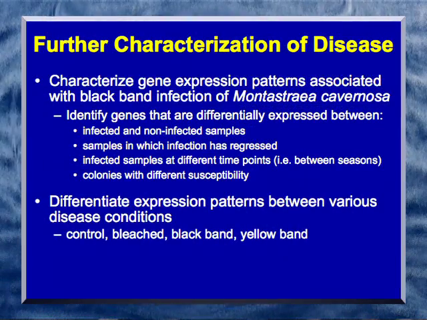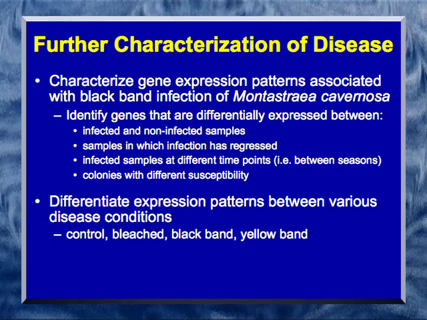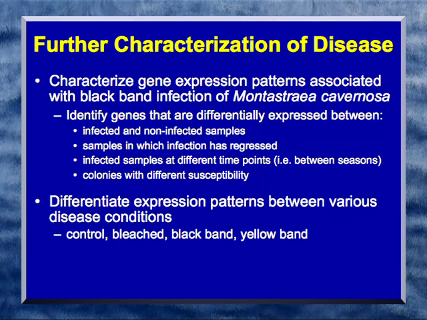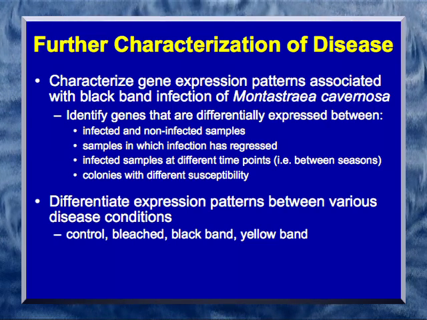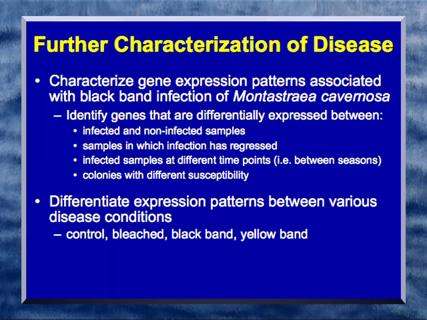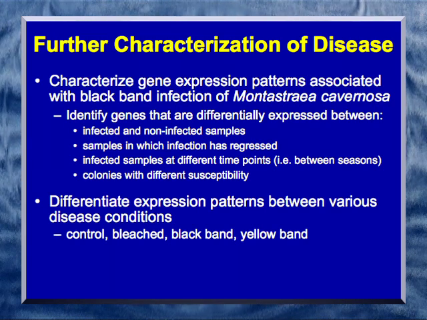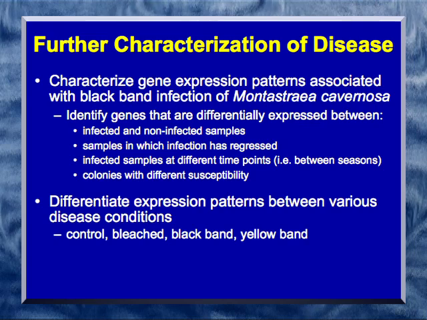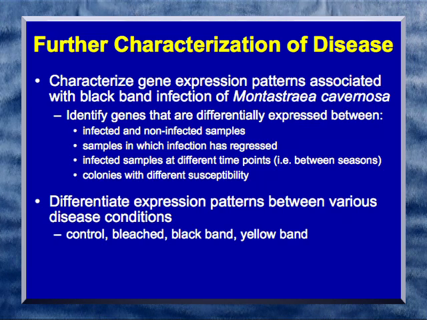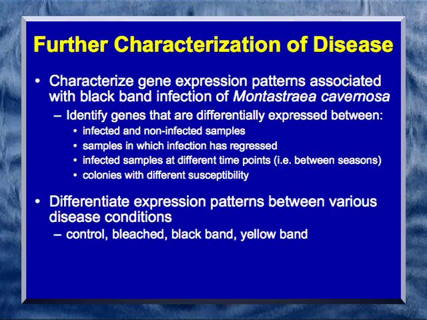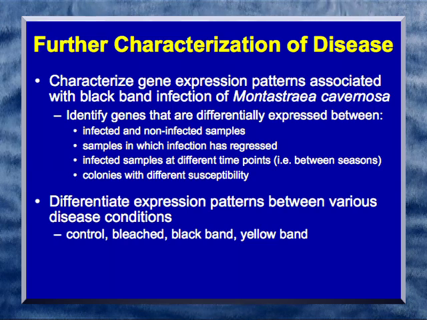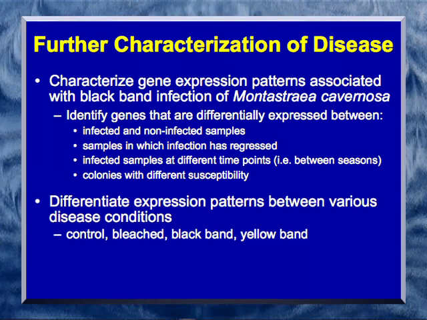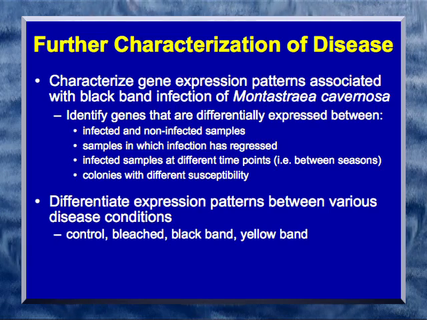So what I plan on doing in the lab to further characterize this and further understand the mechanisms is I'm going to identify genes that are differentially expressed between different disease conditions, such as infected and non-infected samples, but also samples that were infected but have been able to get rid of the infection, where the infection has regressed, and they may have a wound there but they're healthy again. So were they able to get over the infection? In addition, I plan on looking at infected samples during different time points, such as between seasons, because Blackband disease is very seasonal.